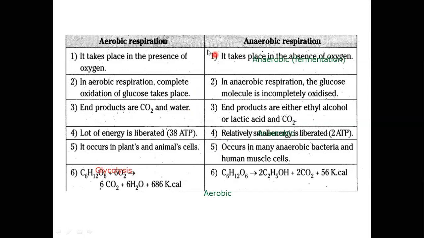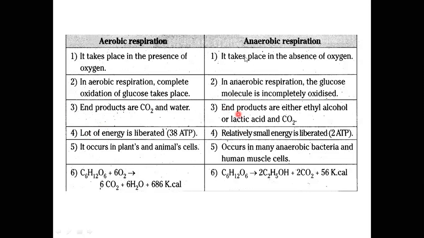Now let us see a basic difference. What's the basic difference between aerobic respiration and anaerobic respiration? Aerobic respiration takes place in the presence of oxygen. Anaerobic respiration takes place in the absence of oxygen. This point is clear, right? In aerobic respiration, complete oxidation of glucose takes place. The glucose molecule is completely oxidized to release energy. That is why, look at the fourth point, a lot of energy is liberated.